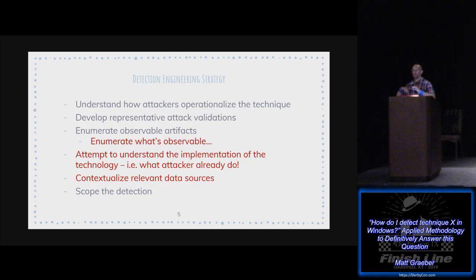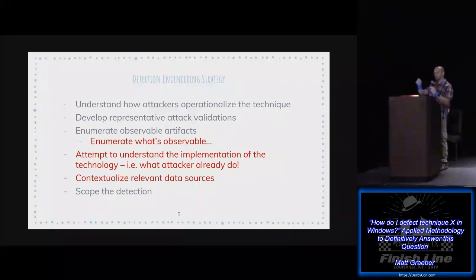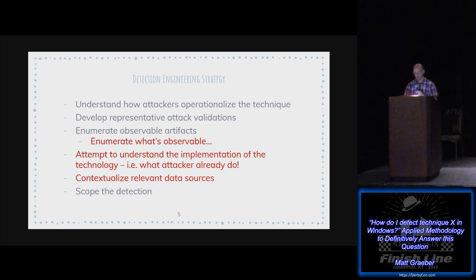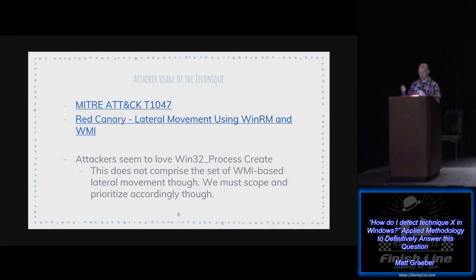And all of this is going to allow us to scope the detection, right? So once we gain a more holistic picture of how this technology is implemented, then we can use our scalpel to start carving out the data sources that we found to ideally find a valuable data source that can build a robust detection. All right. So first, we're going to prioritize, right? So again, WMI-based lateral movement is a very broad topic. There's a lot of ways to do it.